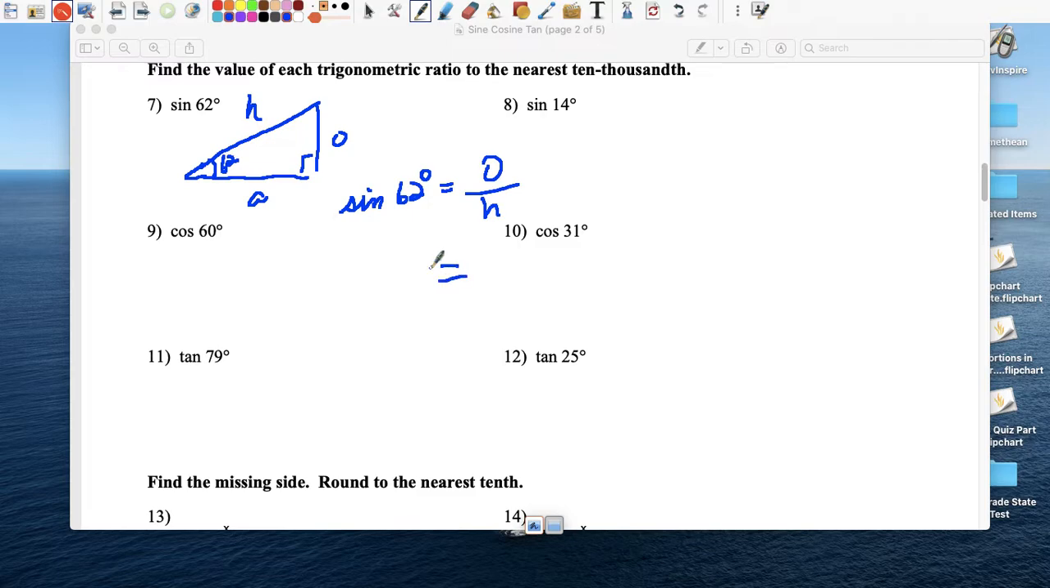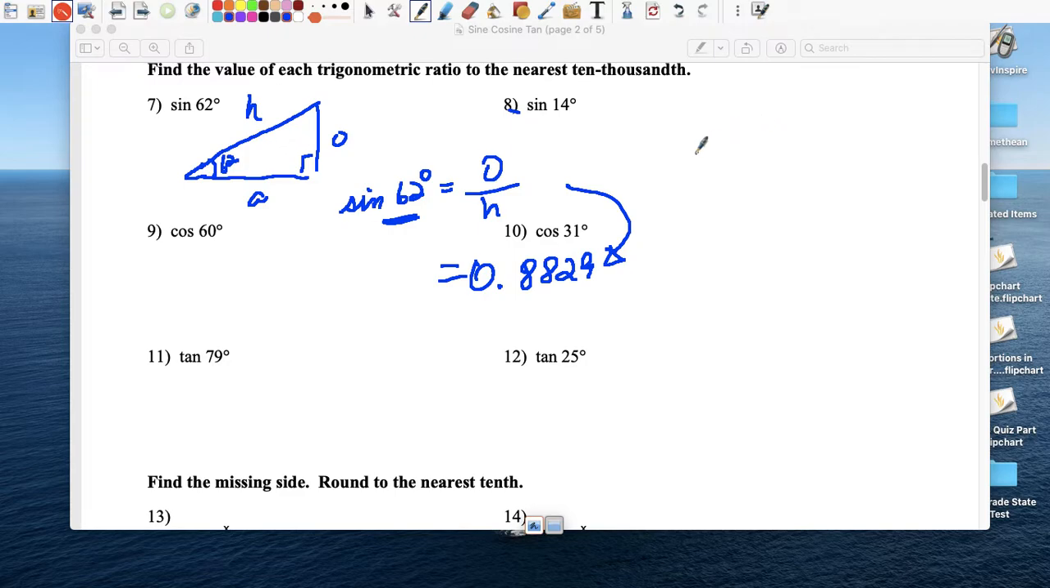So in this case, we can use a calculator. Second function, or depending on what you're using, go straight to sine, enter 62, and we get 0.88294. We want to round this to the nearest 10,000th, so we're going to go up to here. So if you knew the opposite and the hypotenuse and divided those two, this is what you would get in the triangle where this angle here is 62. That's what you're looking for.